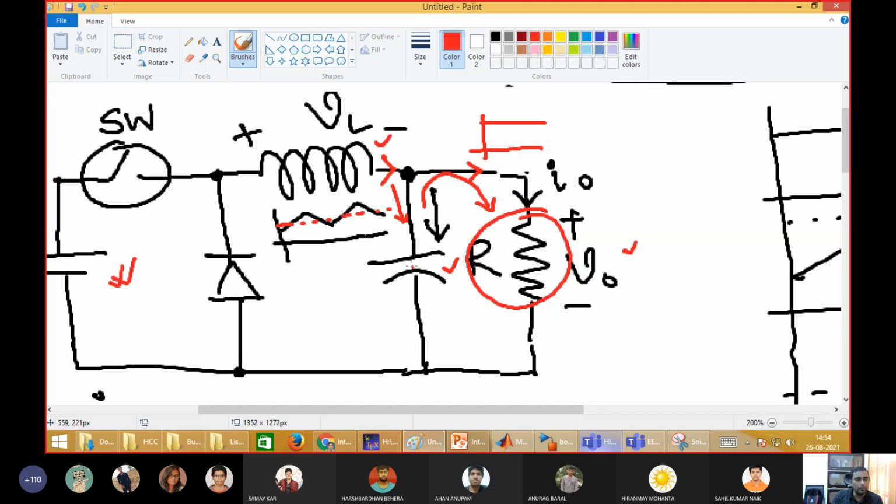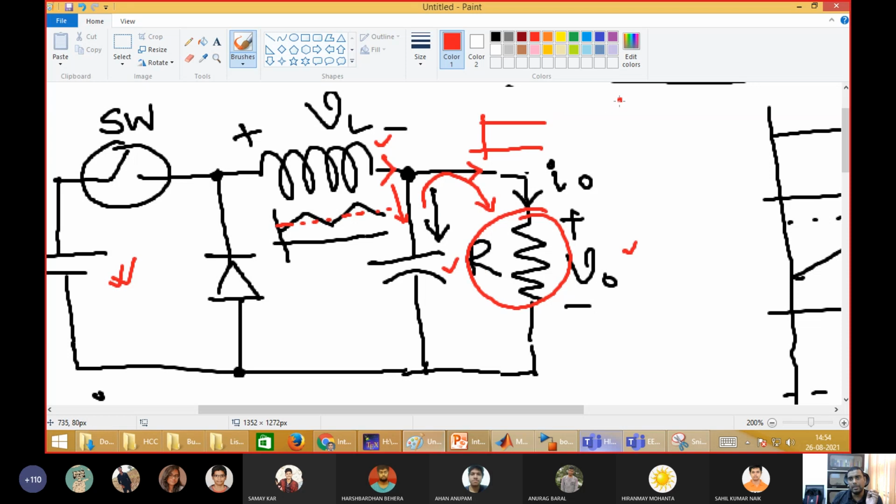Now its voltage has come down, so its voltage is not sufficient. So current will start flowing through the capacitor. That makes the charging ripple current. When the switch is off, it is discharging to the resistance, and that is the discharging ripple current.